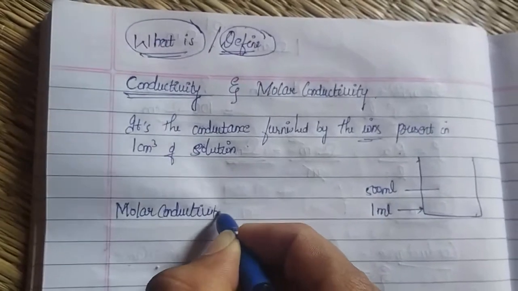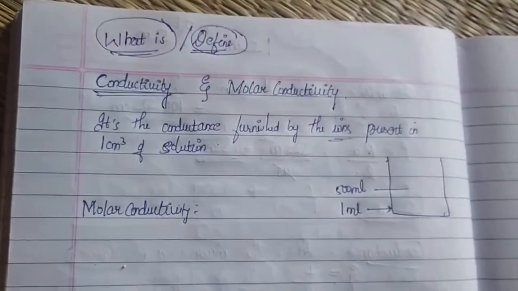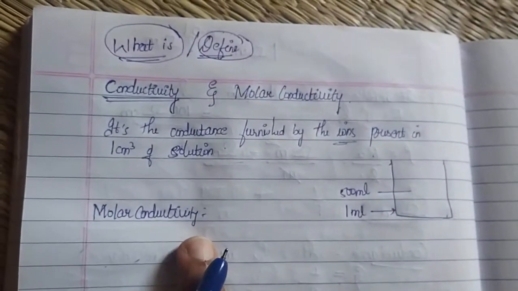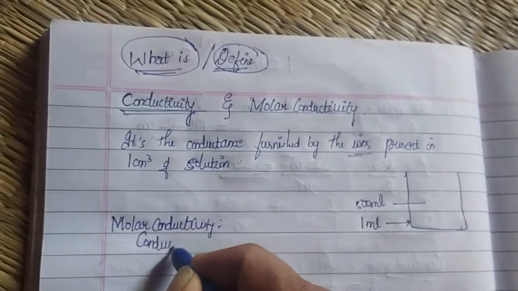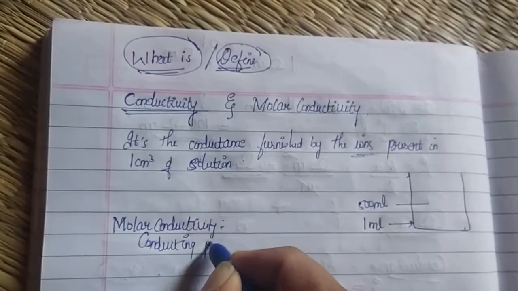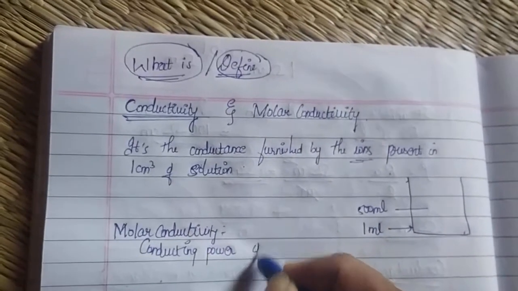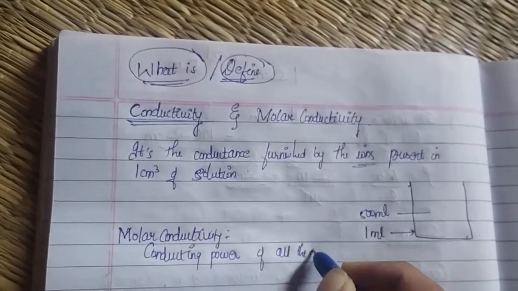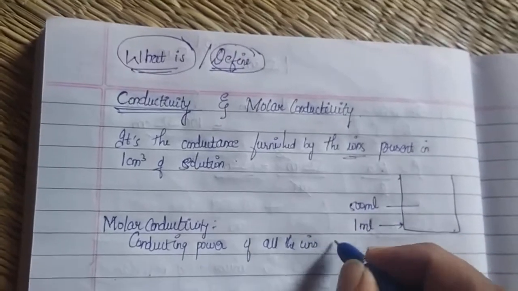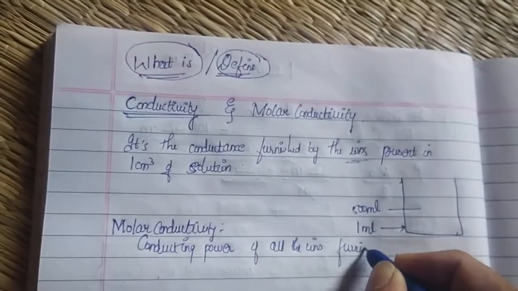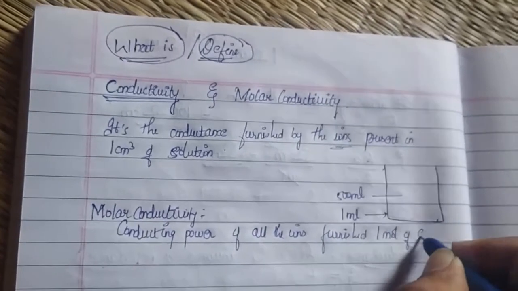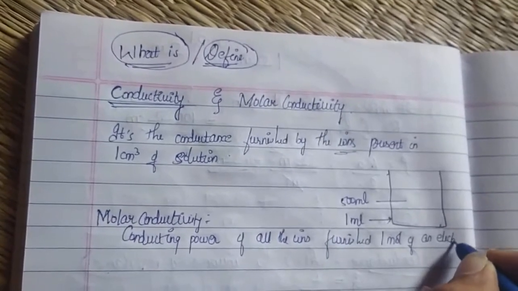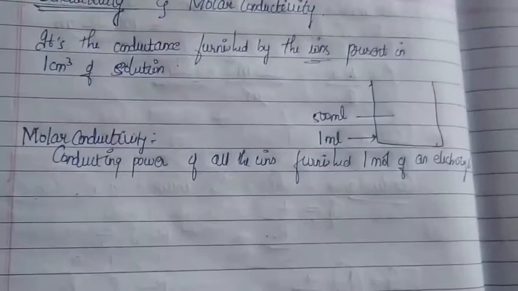Similarly, when you go with respect to molar conductivity, what is the difference? Molar conductivity is the conducting power of all the ions which is furnished by 1 mole of an electrolyte. Are you able to understand the difference?